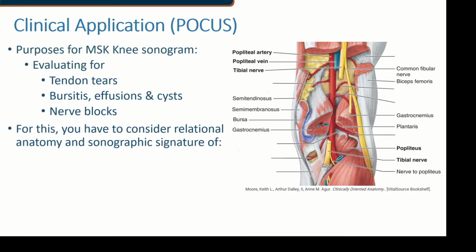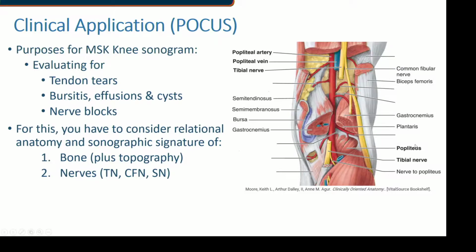So for this, as always in MSK, you'll have to consider the relational anatomy and the sonographic signature of certain structures. And those would include the bone, plus the topography of the bone. So as you think about the bone and all of the lumps and bumps, as we kind of refer to them on the bone itself, you can see those visibly through the skin, and knowing where those are is important for you to find the structure that you want to find. So also you need to think about where the nerves are tracking through the knee, and in this case we'll just focus on the tibial nerve, and we may or may not be able to see the common fibular nerve as well as the sciatic nerve.